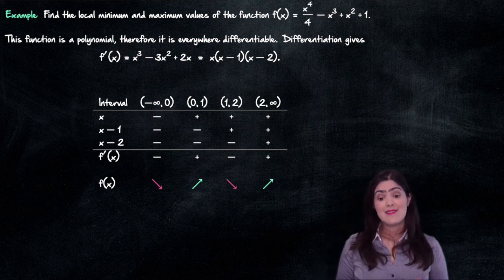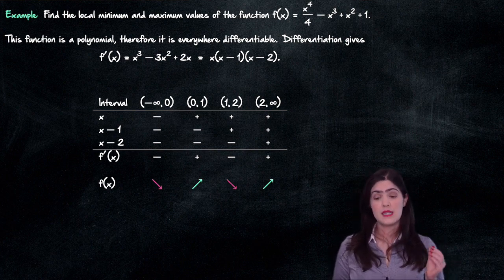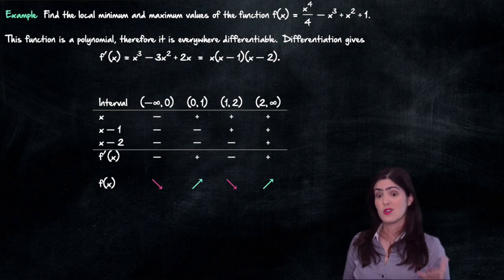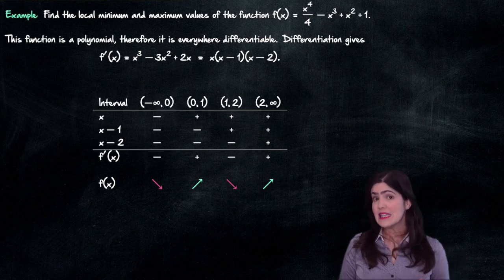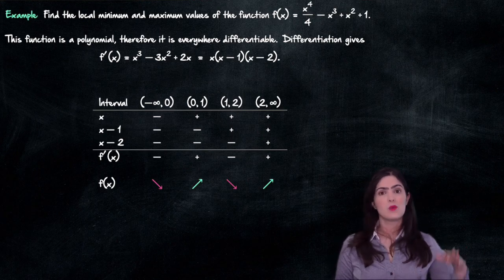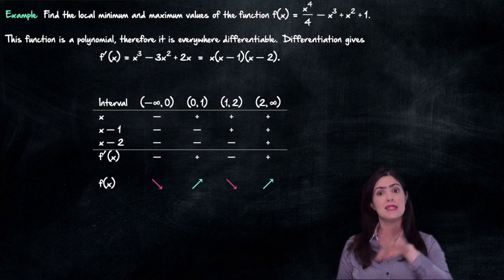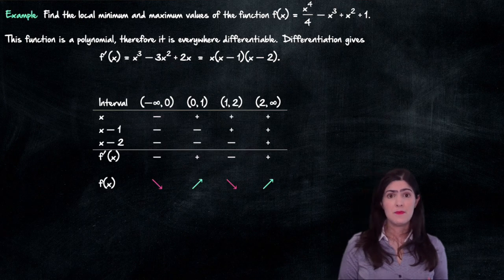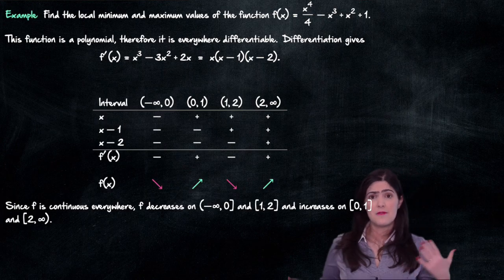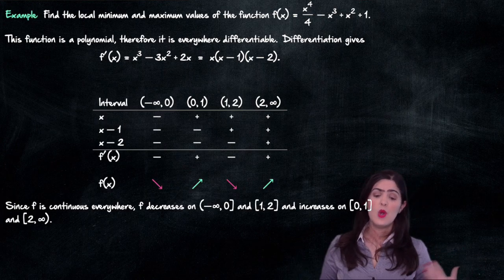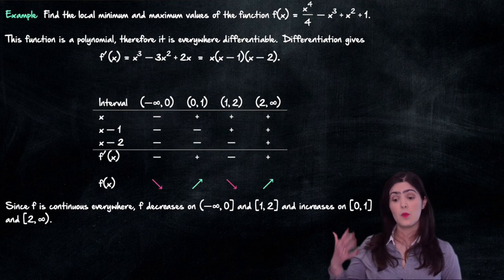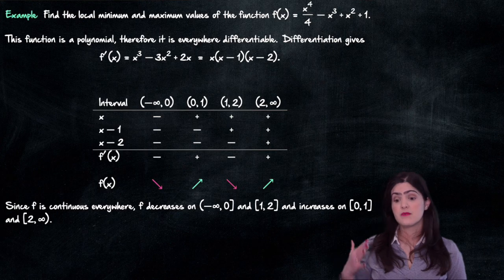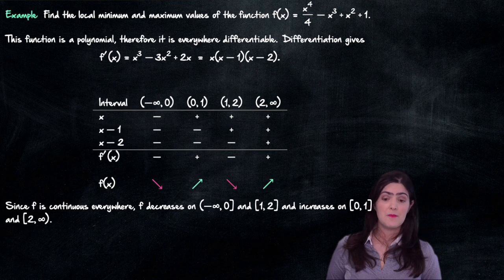So the derivative is negative in the intervals minus infinity to 0 and 1 to 2, and is positive in the intervals 0 to 1 and 2 to infinity. So this gives us an idea of where the function is decreasing and increasing. So it goes down, then up, then down, then up. So using all the theorems that we've seen before, we know that my function decreases on the intervals negative infinity to 0 and 1 to 2, and increases on the intervals 0 to 1 and 2 to infinity.